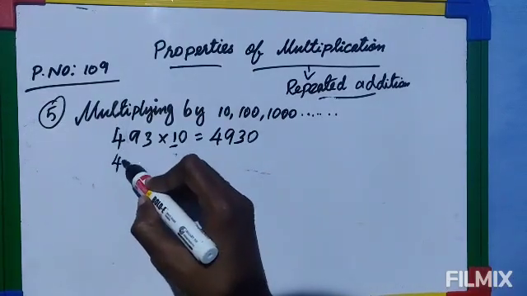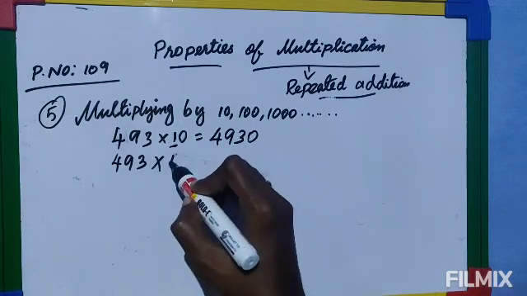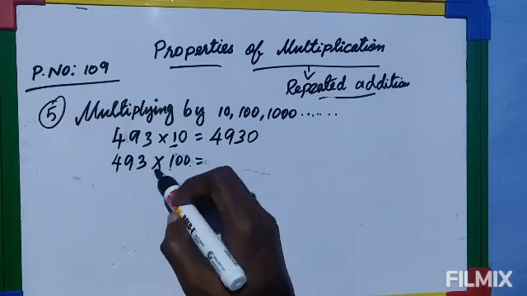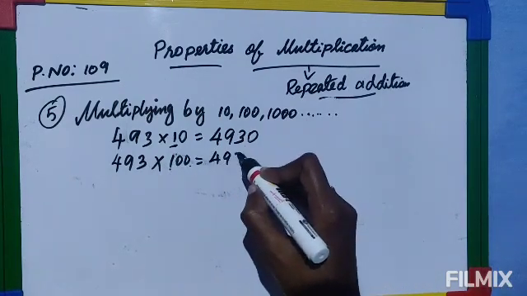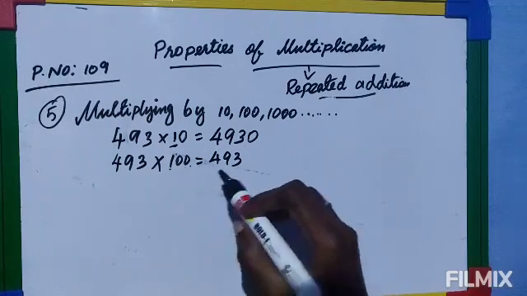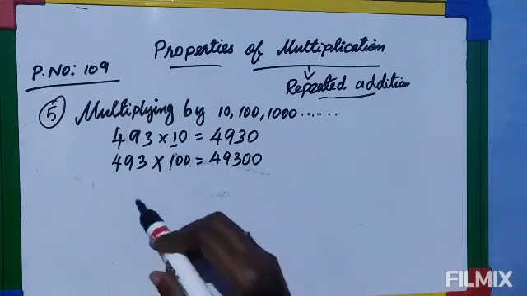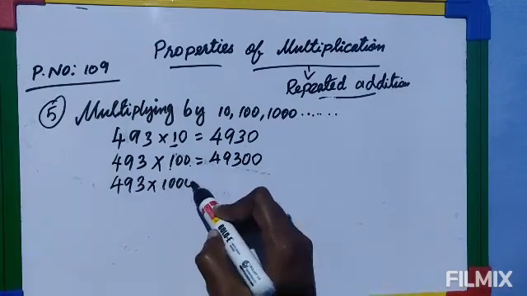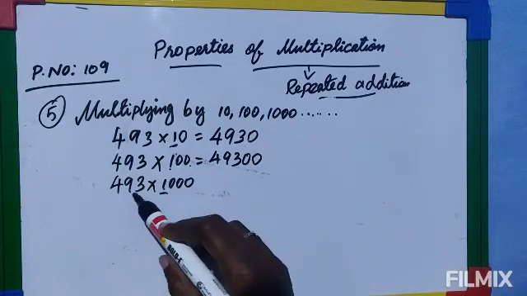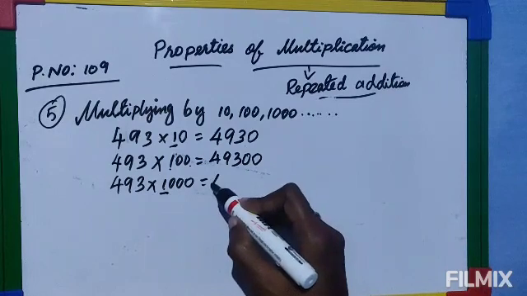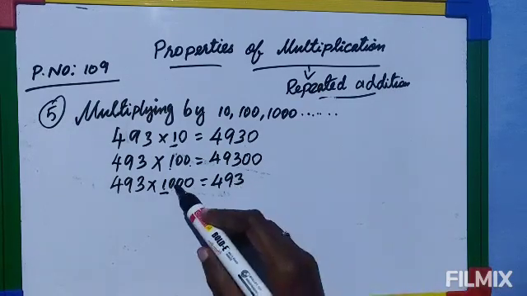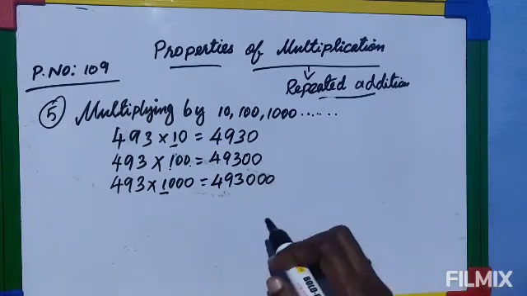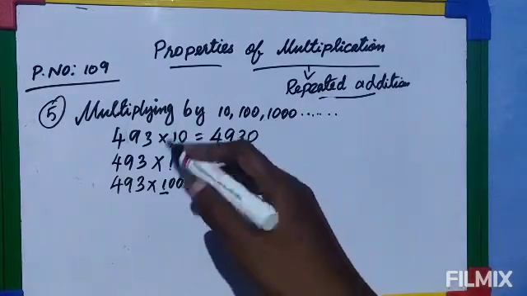Same thing. Now let's multiply this number by 100. Ignore the 0, only see the number 1 is there. If you multiply any number by 1, the same number is the answer. Now look at the zeros. There are 2 zeros, so those 2 zeros you insert at the back. Again, multiplying by 1000: ignore the 0, look at the number 1 is there. Multiplying any number by 1 gives the same number. Now you insert the zeros. There are 3 zeros, so those 3 zeros you insert at the back. It is very easy.